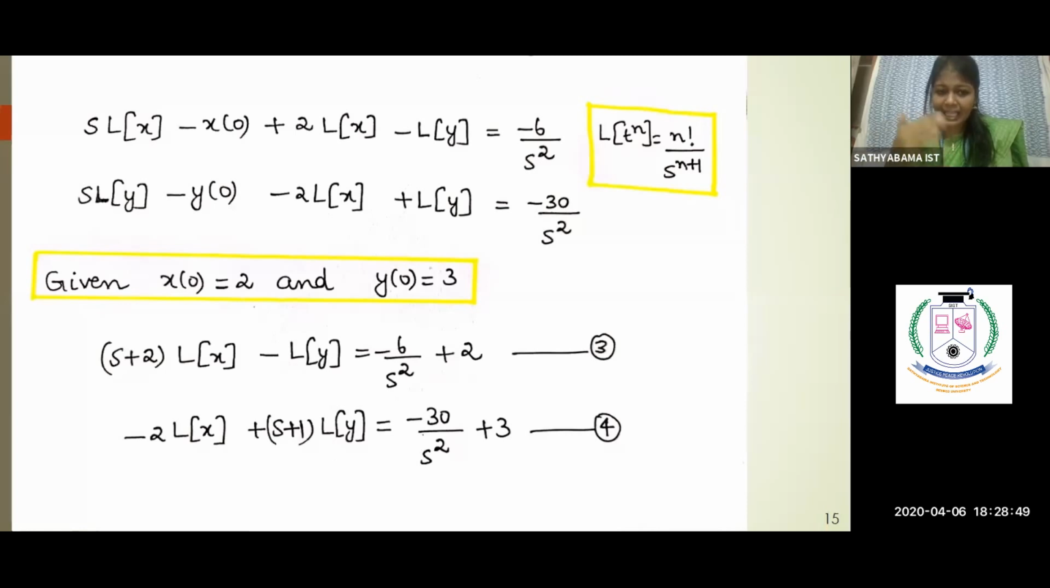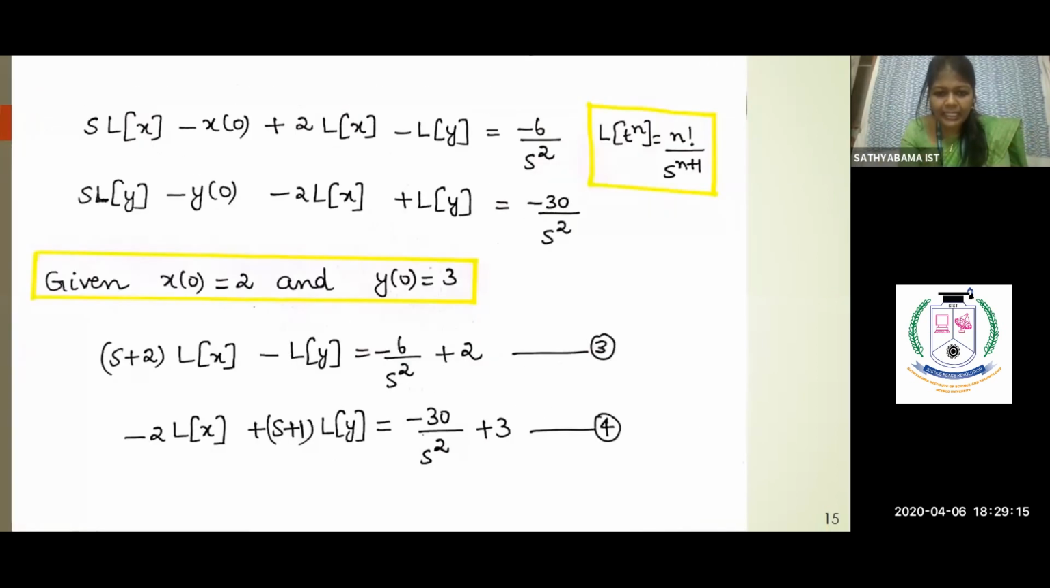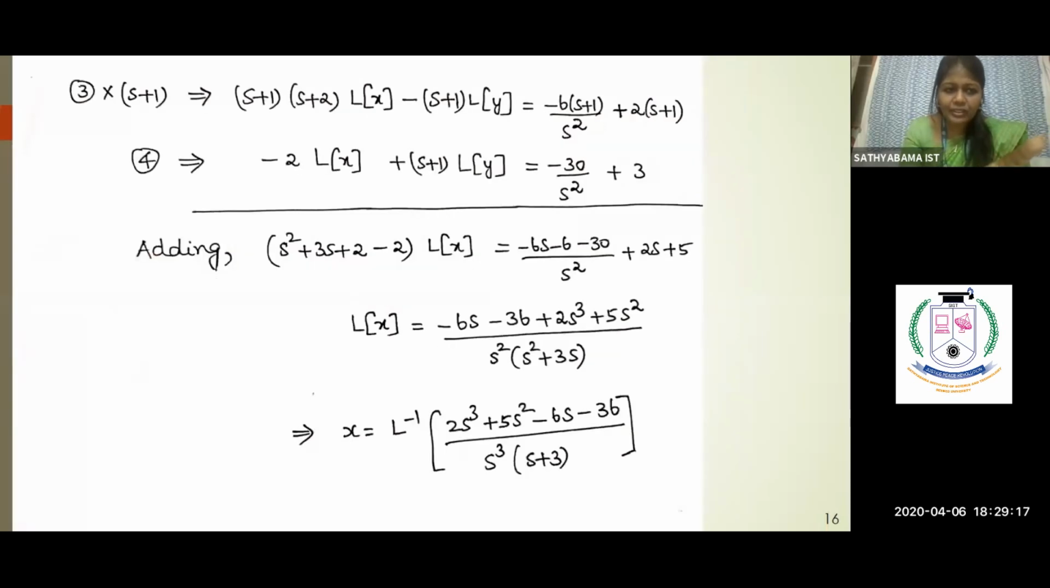So to bring the same coefficients, can you tell me what you should do? You should multiply equation 3 by s plus 1 and add, isn't it? Equation 4 has s plus 1 into L of y. Equation 3 has minus L of y. So I'm going to bring the same coefficients for both. So I will multiply equation 3 by s plus 1 and add. That's exactly what I've done in step 4. I multiplied equation 3 by s plus 1. Look there.